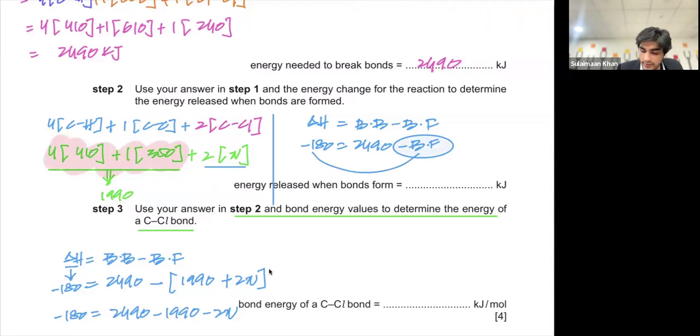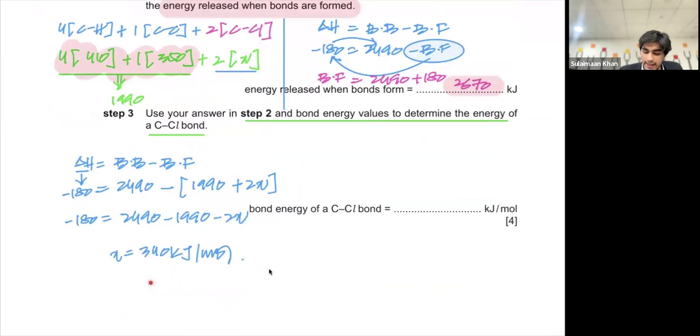So this is going to go on the left, it will be positive, and this will go on the right, it'll also become positive. So bond energy given out during bond formation is 2490 plus 180. What do you get here? 2670. Yes, sorry, my bad. So he's asking you to calculate the energy given out during bond formation, which is this. That's the overall energy. He's talking about the overall energy given out.